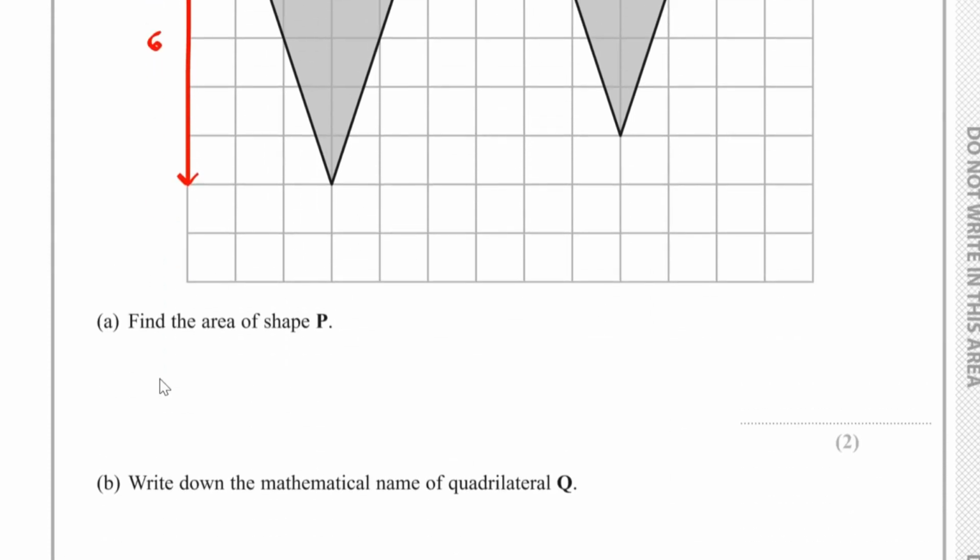So to find out the area, we have base times height, so we've got 6 times by 4. Then we divide this by 2, we've got an area of a triangle. So what we end up with is 24 divided by 2, which is 12. So we have 12 centimeters squared.